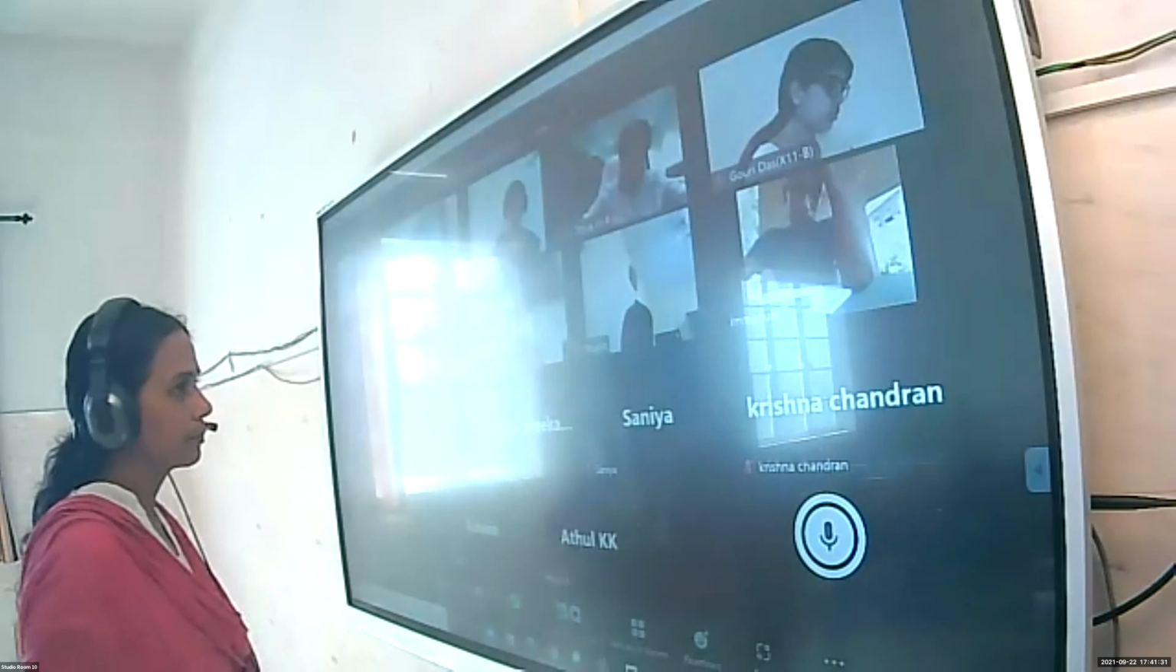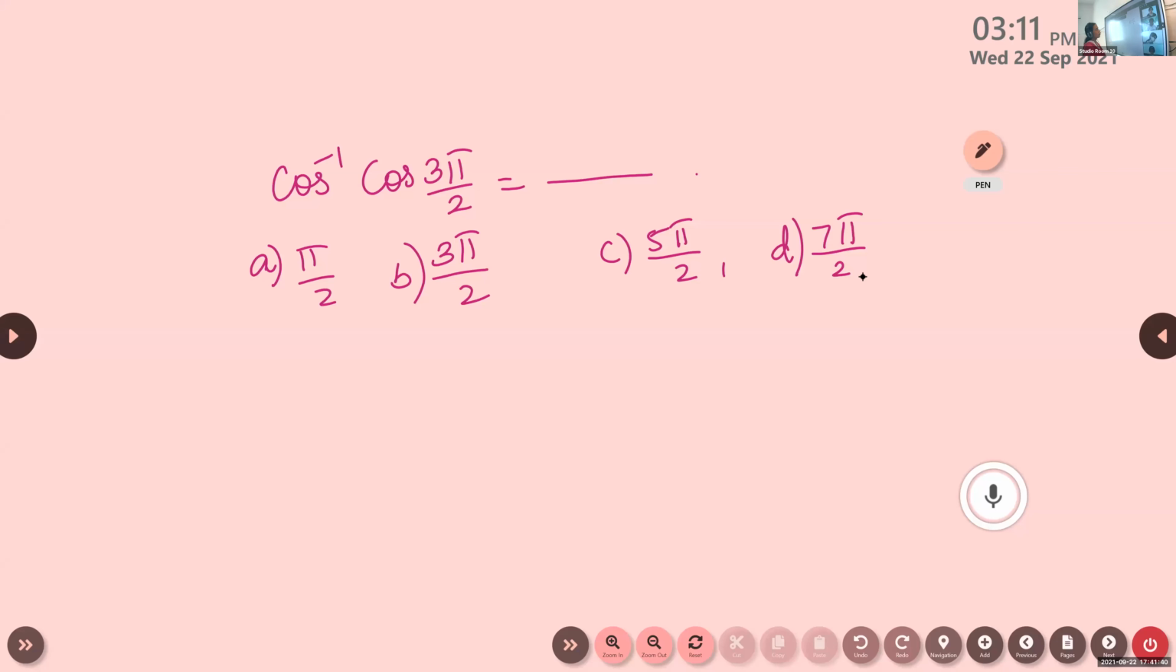Emmanuel, tell me. What is the principal value range of cos inverse? It is between 0 and pi. Okay, 0 to pi. So 3 pi by 2 means 3 into 90, which is 270, isn't it? So will it lie between 0 to pi? No, ma'am. So we can't cancel, isn't it? So then what is the next step?